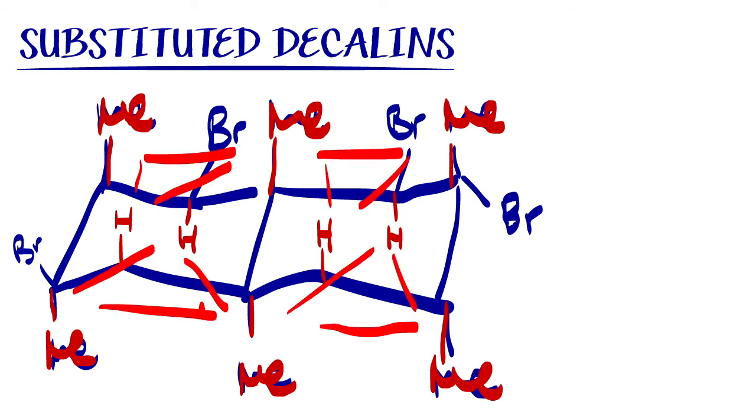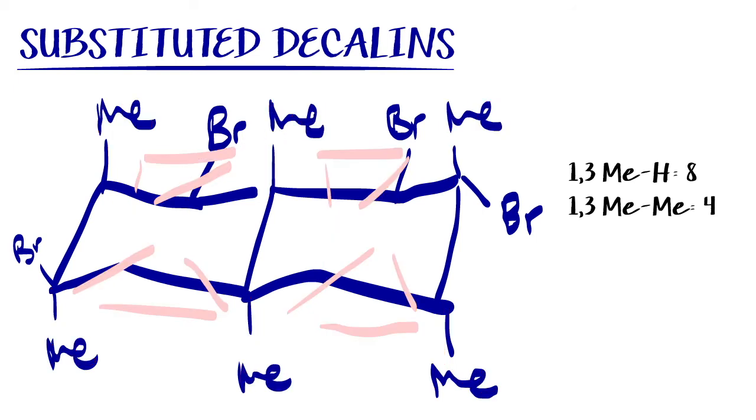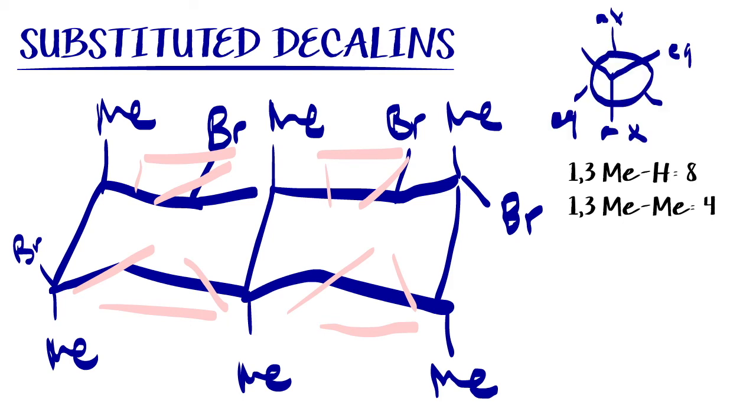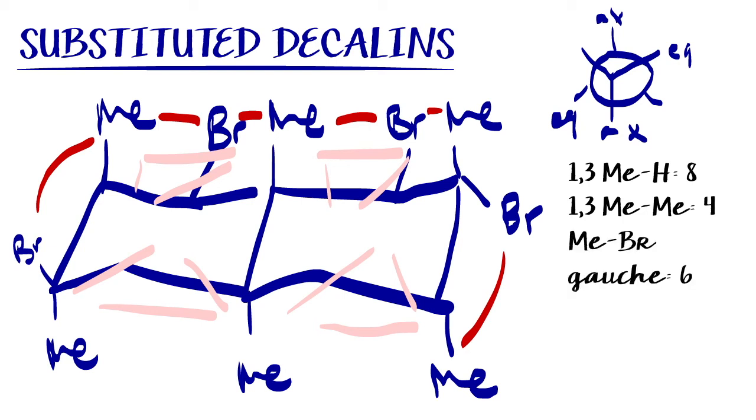Now let's look for gauche interactions between groups on adjacent carbons. To speed up the process, we can draw a generalized Newman projection. You can see that if one group is axial and one group is equatorial, this will result in a gauche interaction. So we have 6 methyl-bromine gauche interactions. You may be tempted to count the adjacent methyl groups on the very right and the very left of the decalin, but these groups are actually anti to each other and don't contribute an interaction.